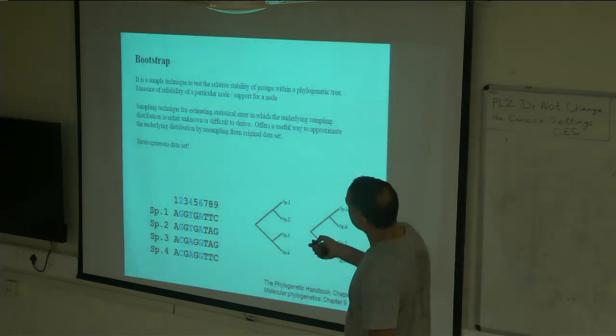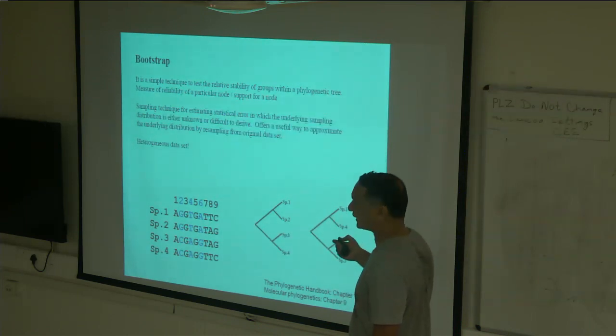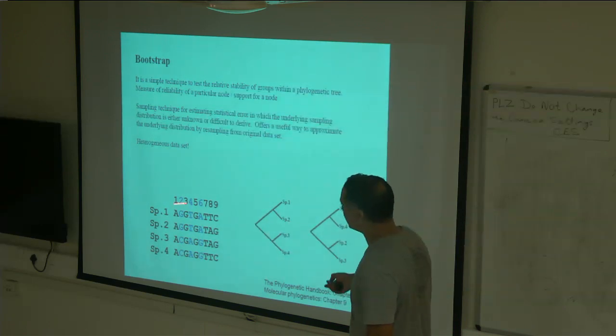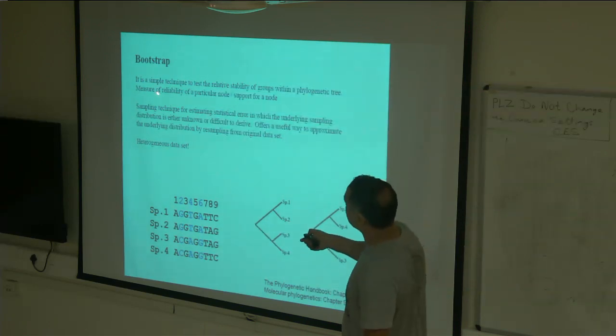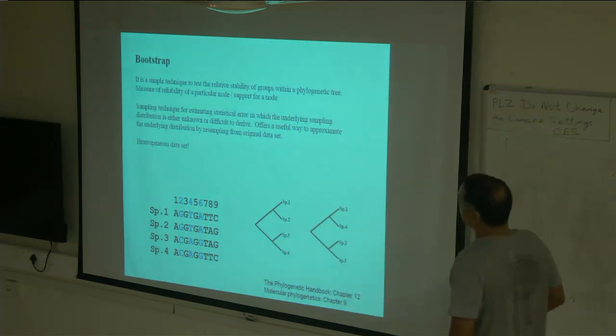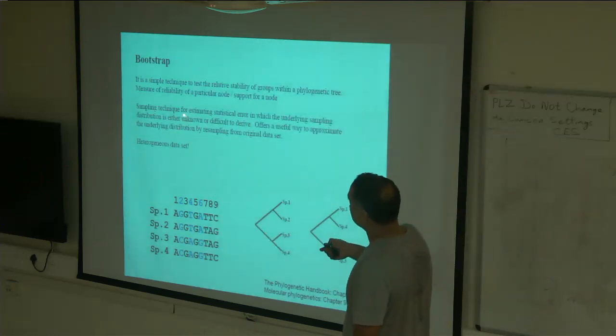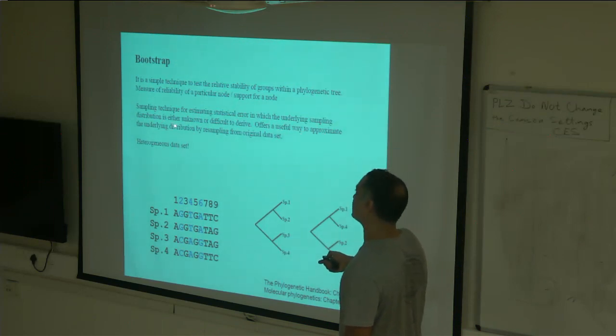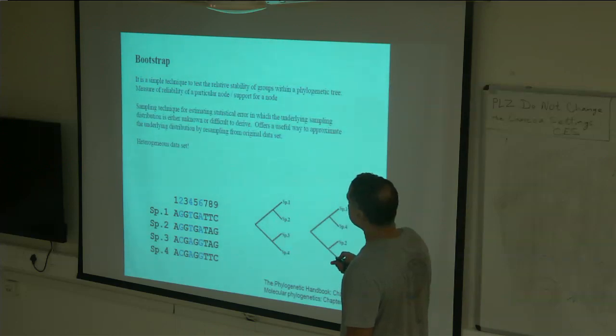So what is bootstrapping? It's a simple technique to test the relative stability of a group within a phylogenetic tree. Another way of looking at it is how much support there is for a particular node in the data set. A measure of reliability of a particular node, support for that node. So it's a sampling technique for estimating statistical error in which the underlying sampling distribution is either unknown or difficult to derive, right? Okay, what does all this mumbo jumbo mean?